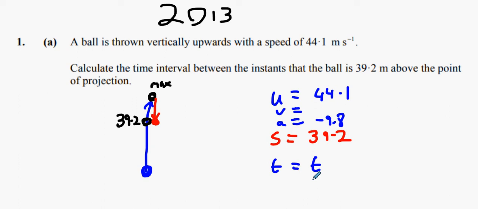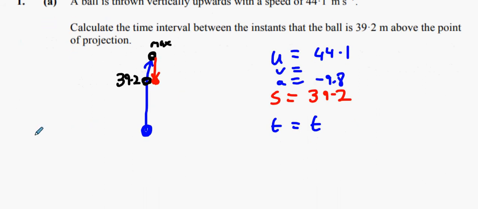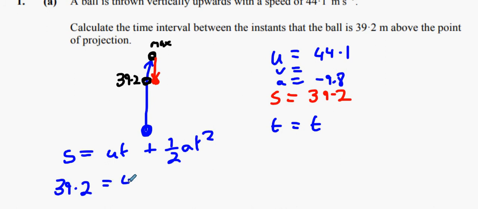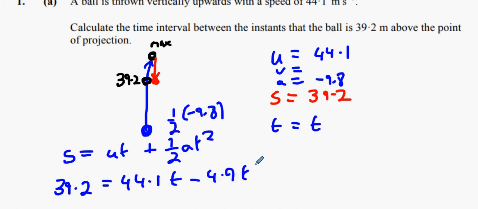Now we're after the T values. So we're not going to use V. So what formula do you think you're going to use? Yeah, ut plus a half at squared all day long. It's nearly always ut plus a half at squared. So 39.2 equals 44.1 T. Gravity's working against us, so a half of minus 9.8, we get minus 4.9 t squared.